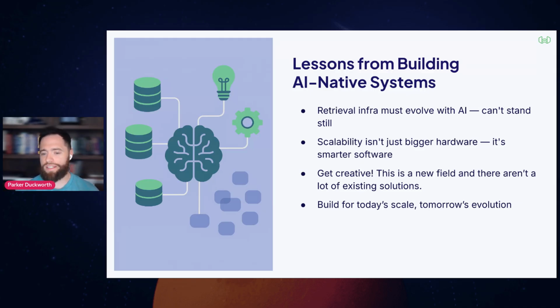Also, we've had to really place an emphasis on getting creative. LLMs, vector databases are relatively new in the industry, and there aren't a lot of existing solutions. So we really have to think outside of the box in the way that we approach problems. And lastly, we not only have to build for today's scale, which is massive, but also we have to keep things flexible enough to evolve with the landscape over time.